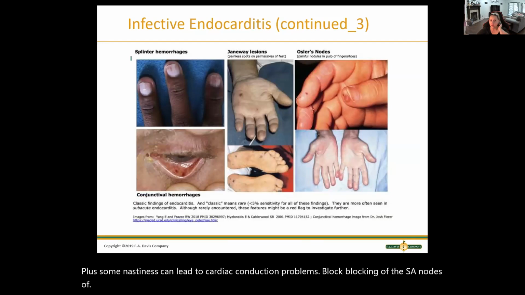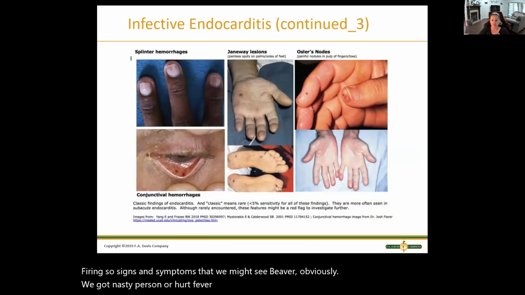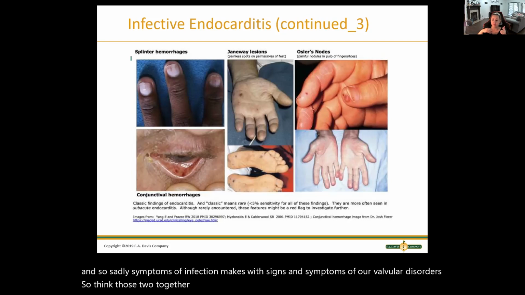So signs and symptoms that we might see: fever, obviously. We've got nasty pus on our heart, fever, right? Chills, those signs and symptoms of infection. Fatigue, and so signs and symptoms of infection mixed with signs and symptoms of our valvular disorders. So think of those two together. So fever, chills, plus that fatigue, that cough, that edema, those signs of decreased cardiac output.